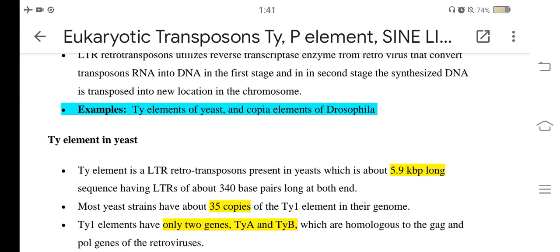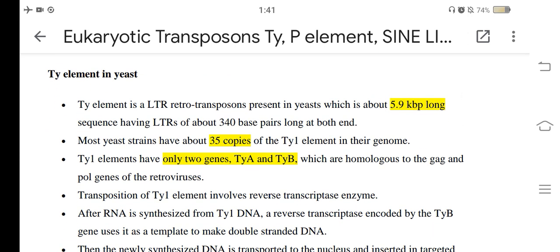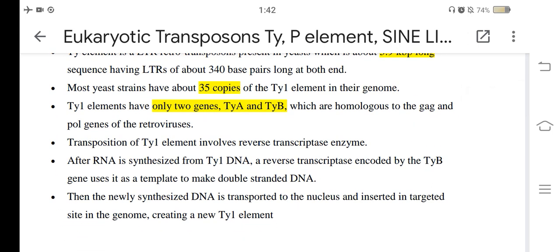So TY elements in yeast and copia elements of Drosophila, for example. First, TY elements in yeast. TY1 is an LTR retrotransposon present in yeast, which is about 5.9 kilobase pair long sequence having LTRs of about 340 base pairs long at both ends. Most yeast strains have about 35 copies of TY1 element in their genome. TY1 elements have only two genes, TYA and TYB, which are homologous to the gag and pol genes of the retroviruses.